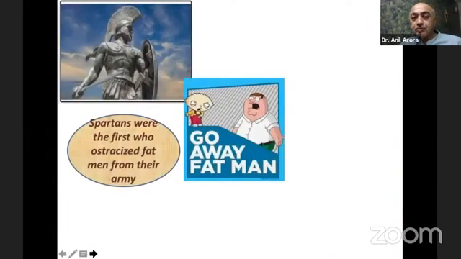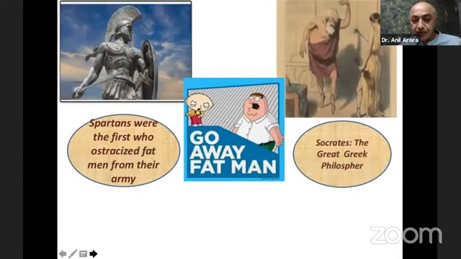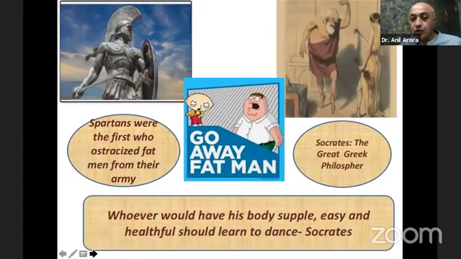So the Spartans would chuck out all those men who were fat since they could not fight on the battlefields very well. And you had Socrates, who would keep his body supple. He always recommended that the easy and healthful thing to do is to learn to dance, as long back as centuries ago.